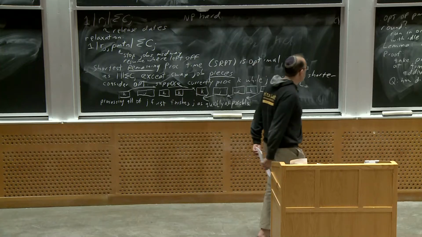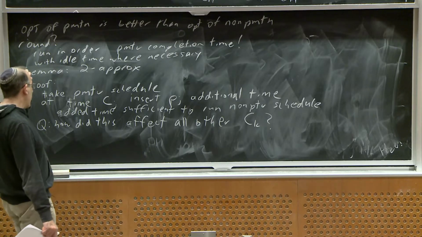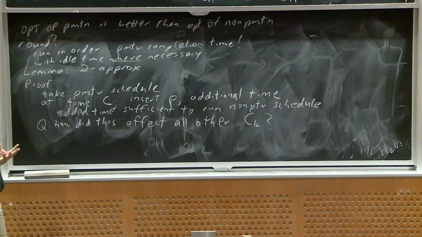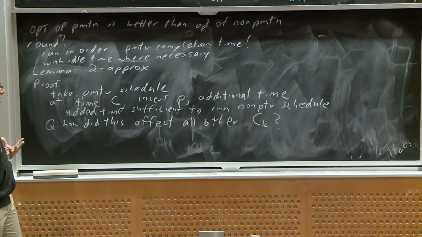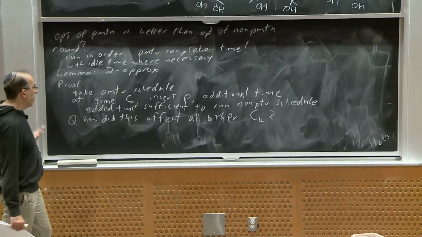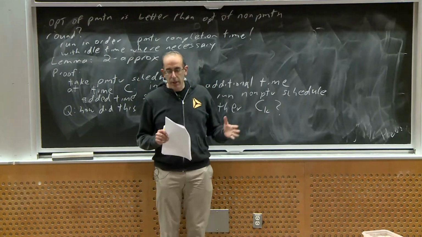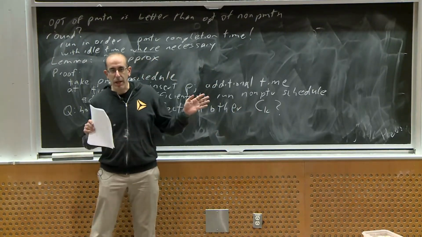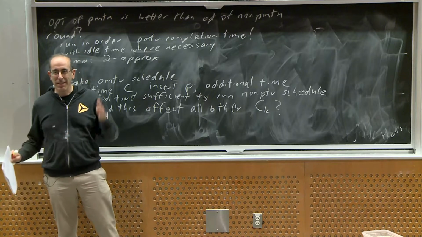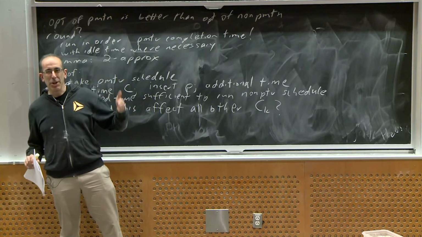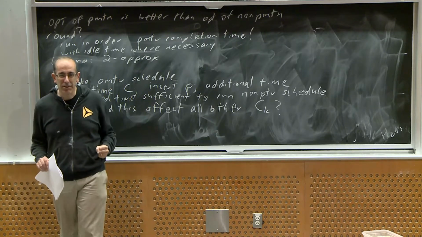Right. So we just have to add some clarity to that argument. That's exactly the right argument, right? So when we're thinking about other Ck's, there are a couple of different things to think about. Jobs that finished before job j are completely unaffected by my adding work at time Cj, right?